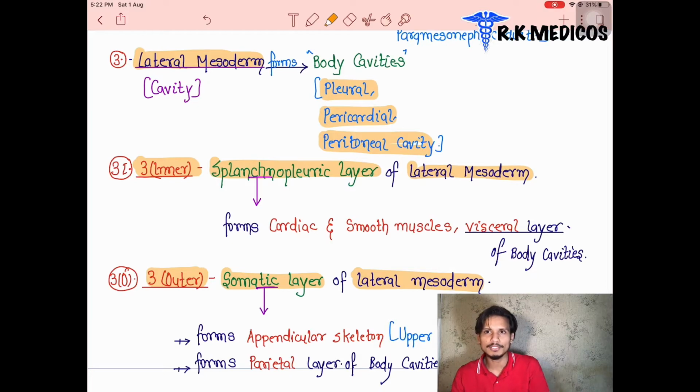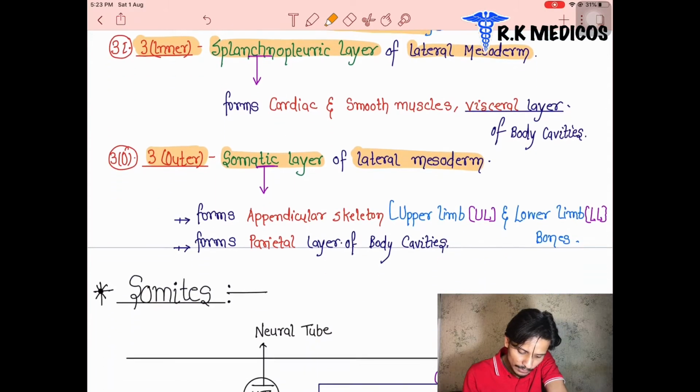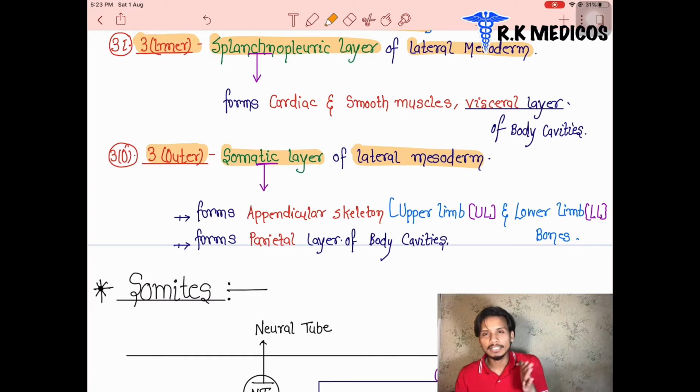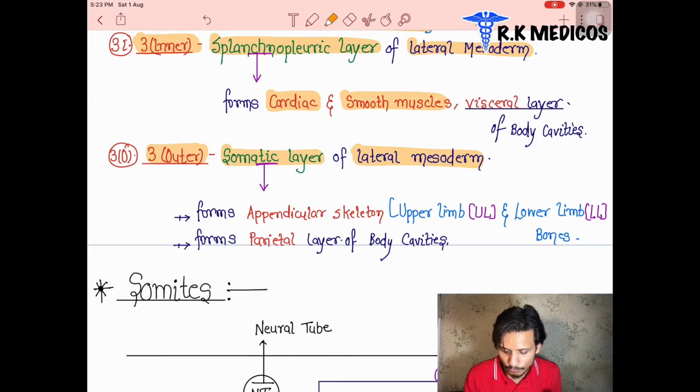They are derivatives of the lateral mesoderm, the splanchnopleuric part and the somatic or parietal part. You also know there is the pericardium in the heart, a pleural layer in the lungs, and the peritoneal cavity. These are all formed by the lateral mesoderm. So the body cavities are formed by them, and the splanchnopleuric layer, the innermost layer of the lateral mesoderm, develops the cardiac muscles, smooth muscles, and the visceral layer of body cavities.